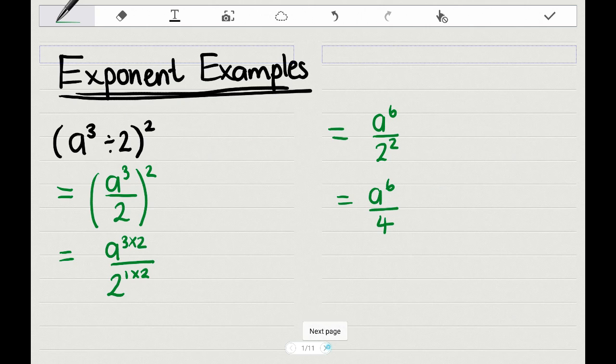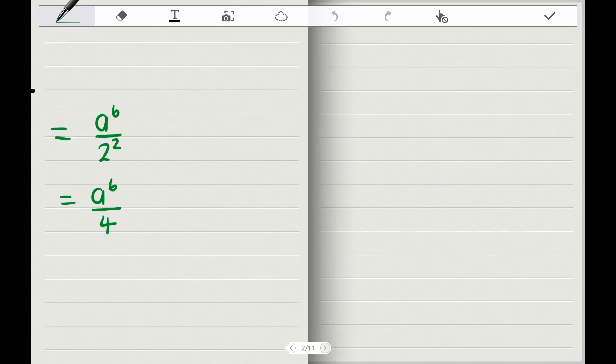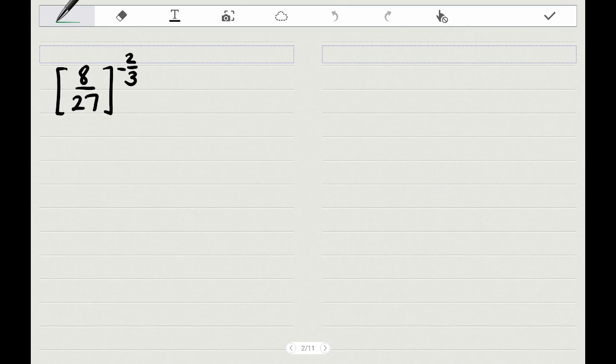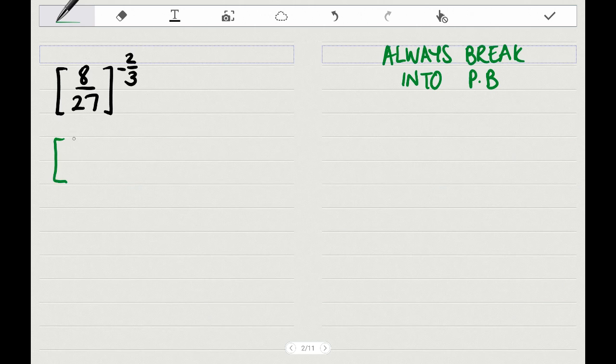Let's give another question a chance. So here we have this one here. A little bit of advice is always break into prime bases. I'm going to write PB for prime bases, right? So what we do is we write it as its prime factors. So 8, for example, is 2 times 2 times 2, in other words, 2 cubed.